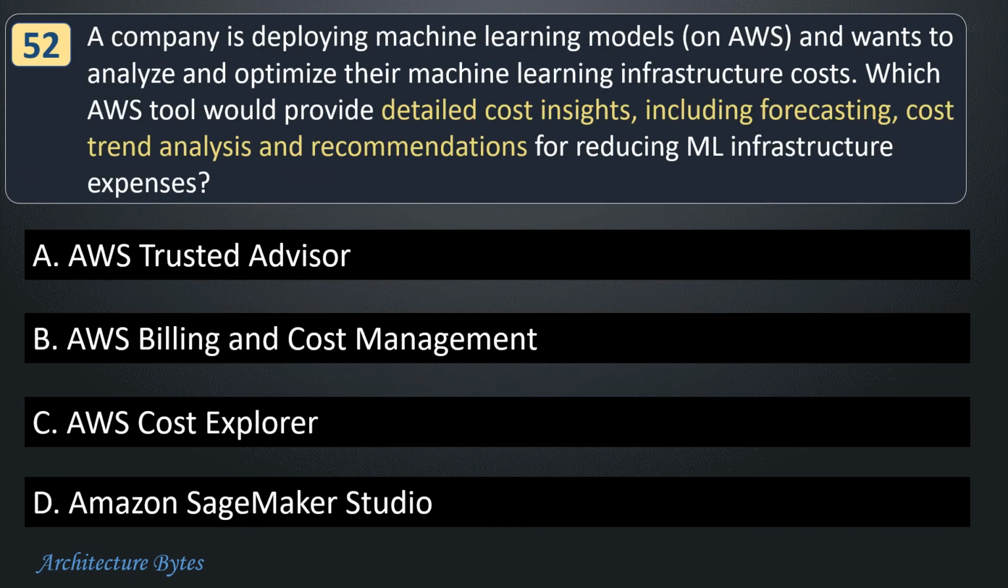A company is deploying machine learning models and wants to analyze and optimize their machine learning infrastructure costs. Which AWS tool would provide detailed cost insights including forecasting, cost trend analysis, and recommendations for reducing machine learning infrastructure expenses? Our options are AWS Trusted Advisor, AWS Billing and Cost Management, AWS Cost Explorer, or Amazon SageMaker Studio.